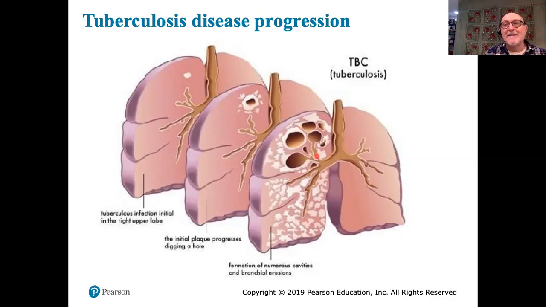Very, very frequently, death results when the bacteria cause the rupture of a major blood vessel in the lung, and people would die by a hemorrhage. That was a very, very frequent cause of death.